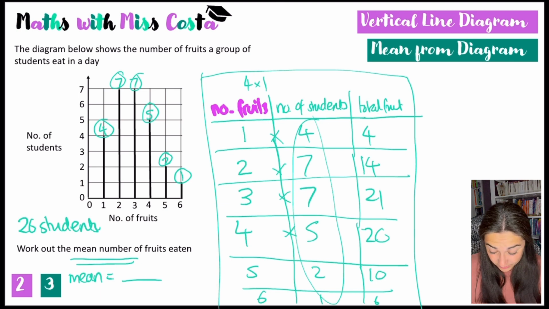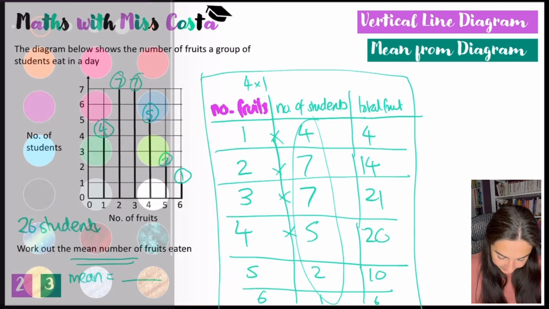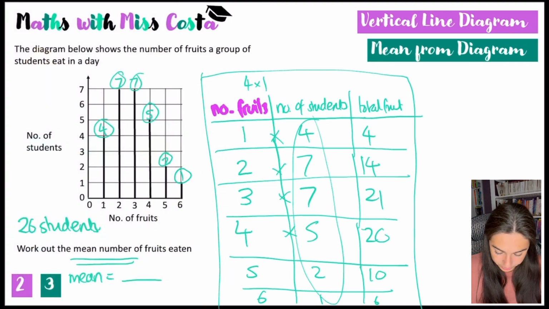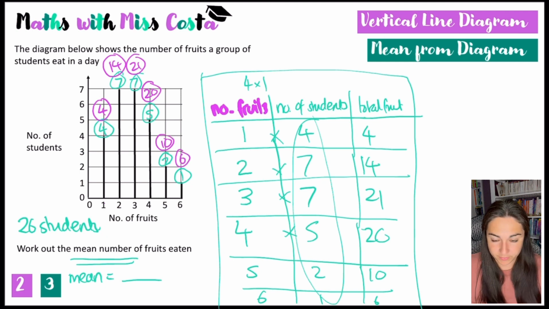So another way you could have done it if you didn't want to draw out a diagram is here, you've got 1 fruit is eaten by 4 students, so that's like 4 fruits in total. 2 fruits are eaten by 7 students, so 2 times 7 is 14 in total. 3 times 7 is 21. 4 times 5 is 20. 5 times 2 is 10, and 6 times 1 is 6. So that just tells you the total number of fruits eaten. So the mean is the total number of fruits eaten. So we add up either the last column here or what I've just worked out. So 4 plus 14 plus 21 plus 20 plus 10 plus 6 is 75.